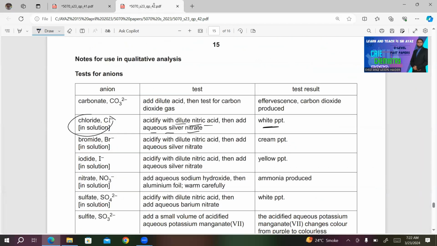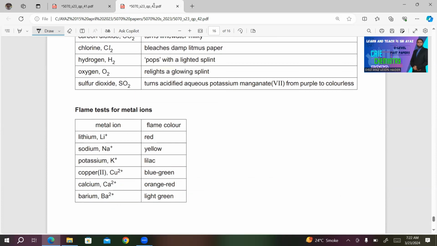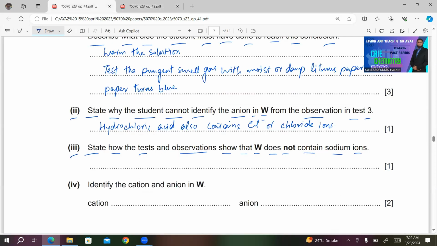Number 3, state how the test and observations show that W does not contain sodium ions. So for sodium ions, what is the test? Here's the test for sodium ion. Flame test, sodium ions would give a yellow flame.